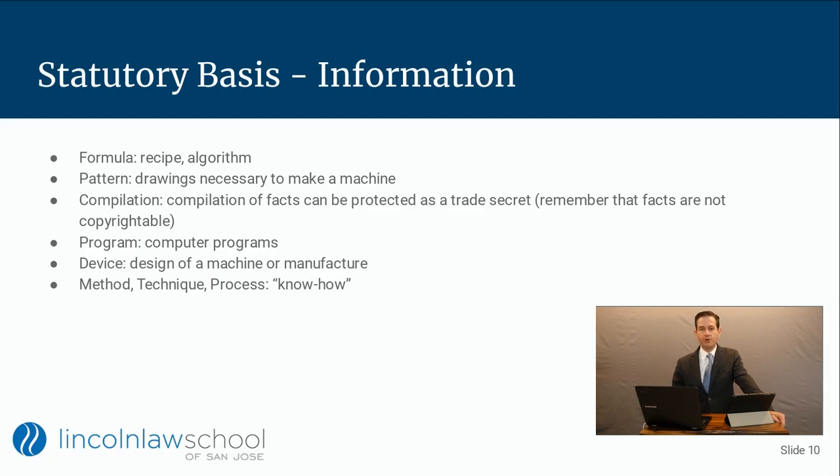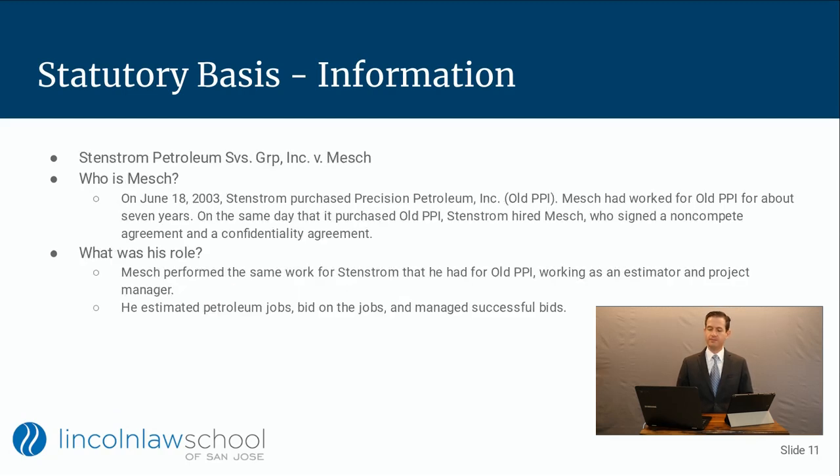Computer programs often are protected, and the use of computer programs often would be protected by patents. Then there is a device, a design of a machine or manufacture. Again, the device itself often is protected by patents, but as we've discussed, there may be elements that go into actually creating the device that may be eligible for trade secret protection as well. And last but not least, the general catch-all: any know-how that is specific to an industry, and not otherwise publicly known, could be the basis for information that qualifies as a trade secret.